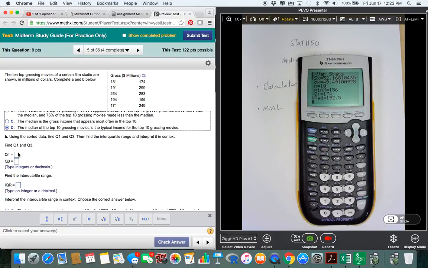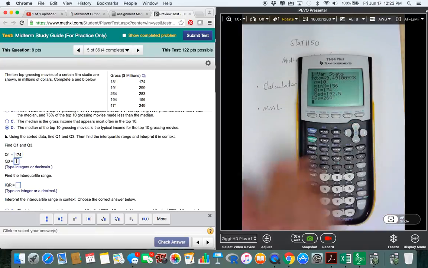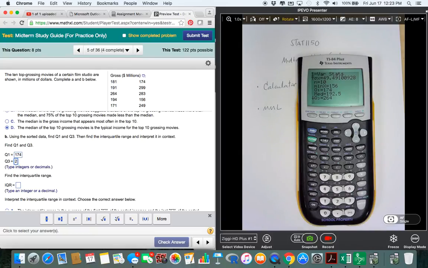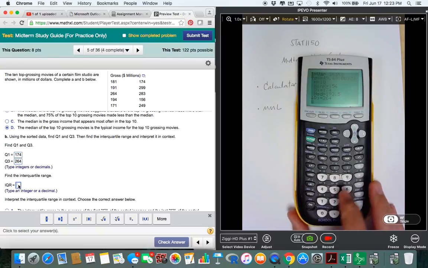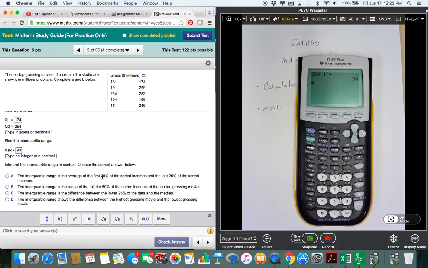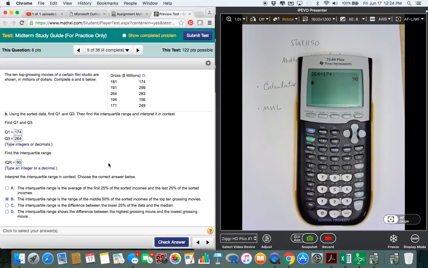Next thing it says is find the IQR, Q1 and Q3. So Q1 is 174. Q3 is 264. And the IQR is the difference. So I need to take 264 minus 174. So the IQR is 90. So guys, the IQR is the range of the middle 50%, as we've talked about before. So check your answer, and we are good. All right.